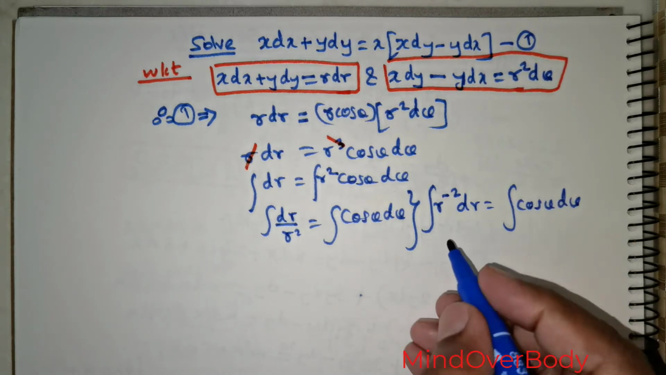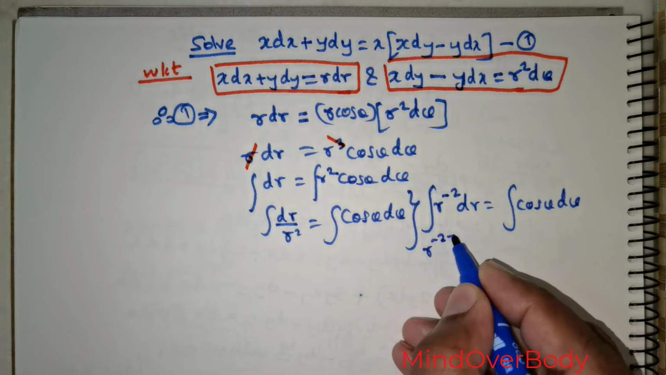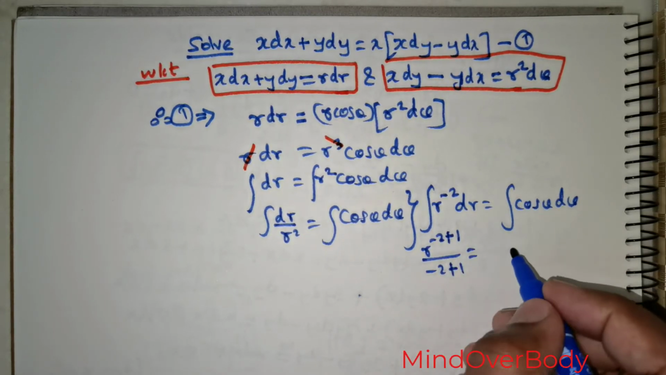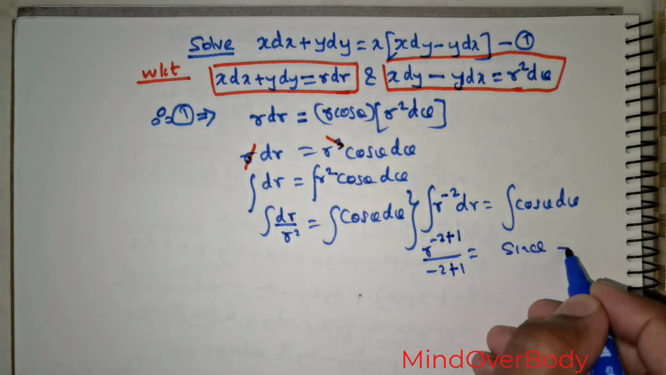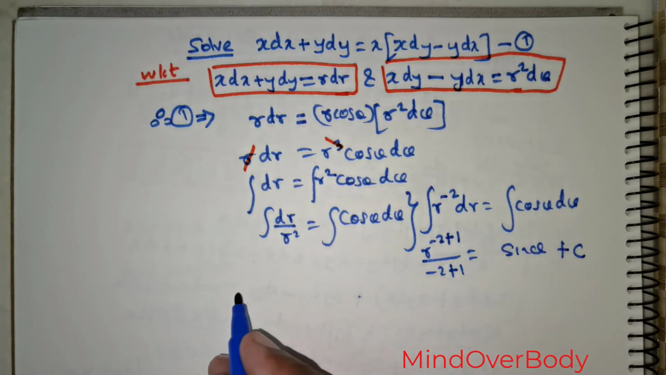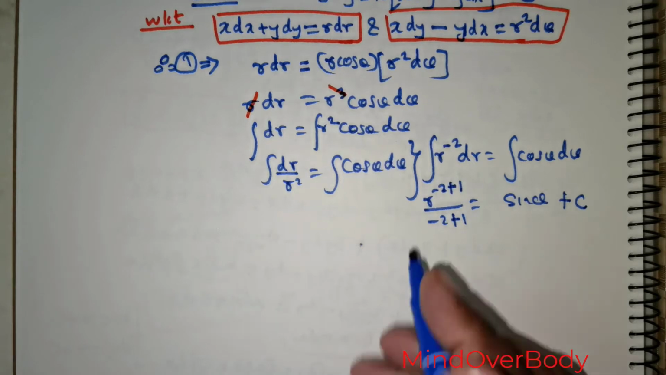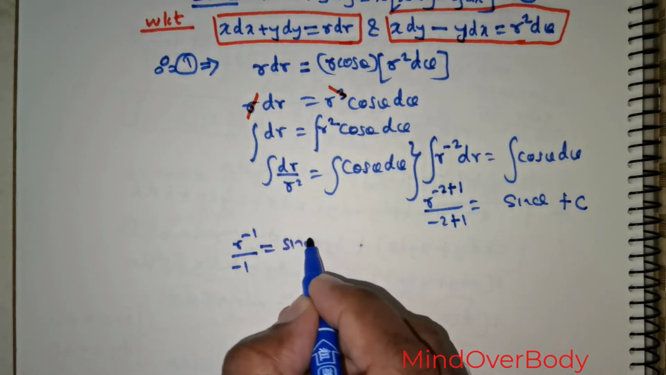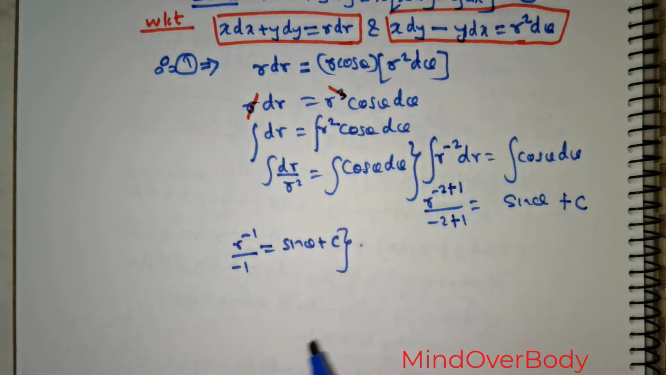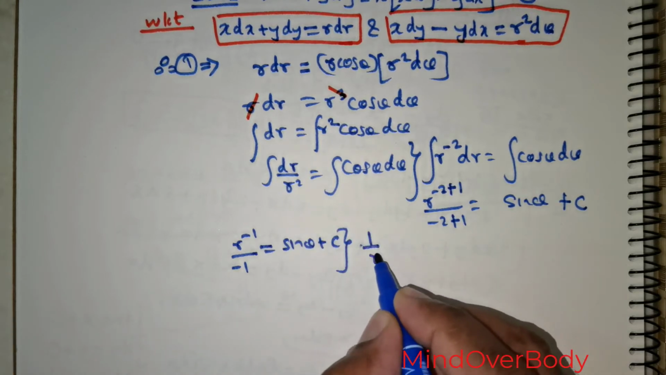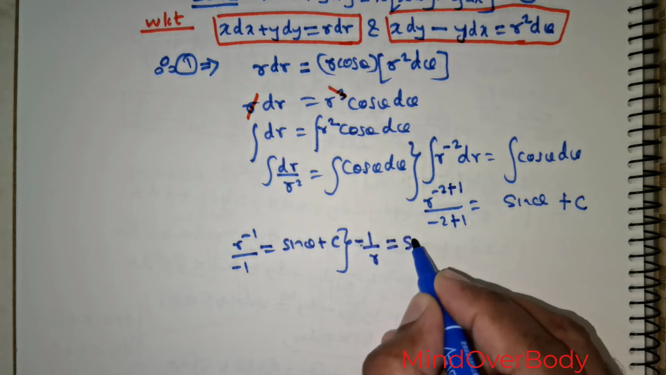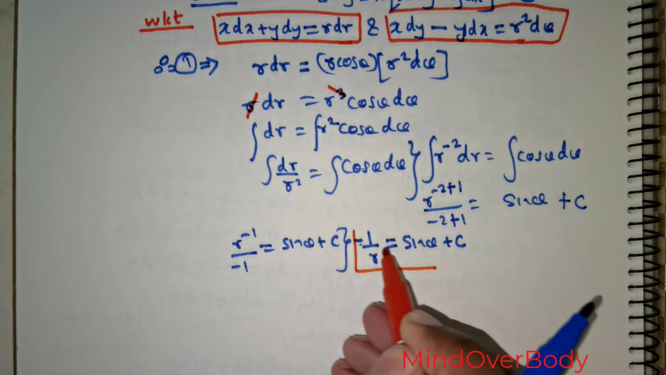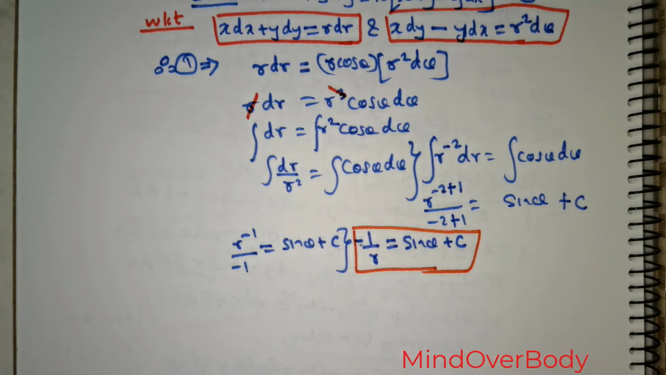Now if I were to integrate this, this is going to be r raised to the power of negative 2 plus 1 divided by negative 2 plus 1. The integral of cos theta will give me sin theta. Of course I need to add the arbitrary constant c. So if I simplify this, this is going to give me r raised to the power of negative 1 divided by negative 1 is equal to sin theta plus c. I can rewrite this as negative 1 over r, which is equal to sin theta plus c. So this is going to be my solution.